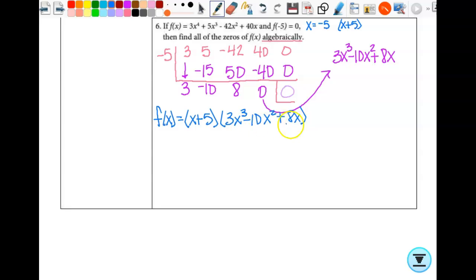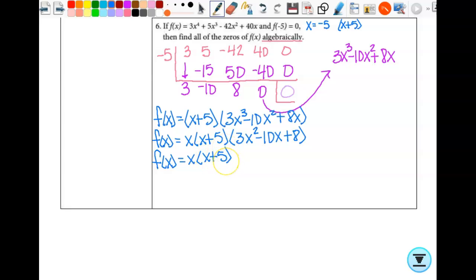So I've started off my factoring using this, so now I need to continue my factoring. And here, do I have a GCF? X. Okay, so I'm going to go ahead and factor that out. I'm going to bring it all the way to the front because it just helps make things look better. So I've got x times x plus 5 times 3x squared minus 10x plus 8. Okay. So then I would have to factor this. F of x is equal to x times x plus 5 times 3x minus 4 times x minus 2.